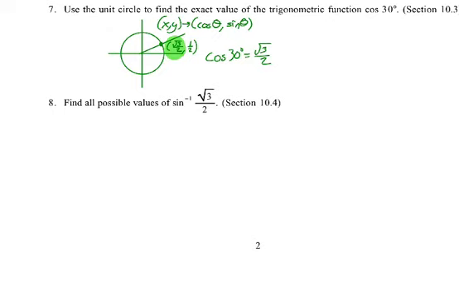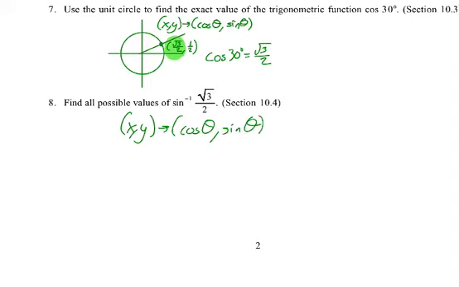Number 8 says find all possible values of the inverse sine of the square root of 3 over 2. Now I mentioned this in the previous problem. Remember that on your unit circle, your x and y coordinates are the same thing as the cosine of your angle and the sine of your angle.